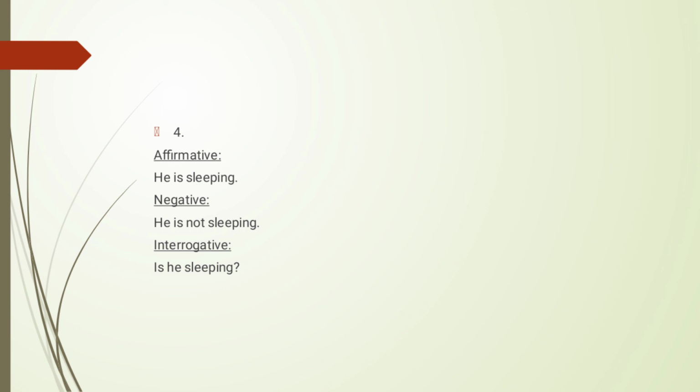Next example, he is sleeping. Negative, he is not sleeping. And for interrogative, is he sleeping? Then at the end of the sentence, a question mark. Next example, I am driving my car. For negative, I am not driving my car. For interrogative, am I driving my car? And at the end of the sentence, a question mark. My dear students, you have seen different examples here.